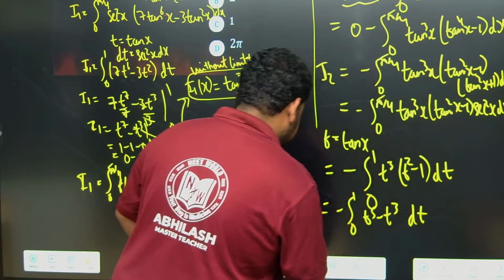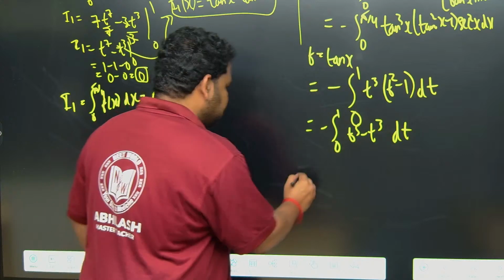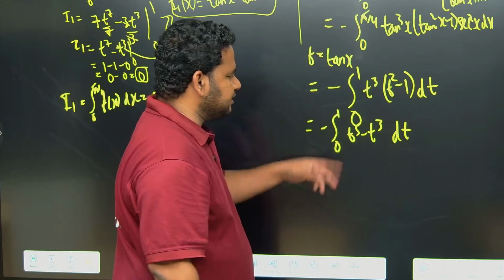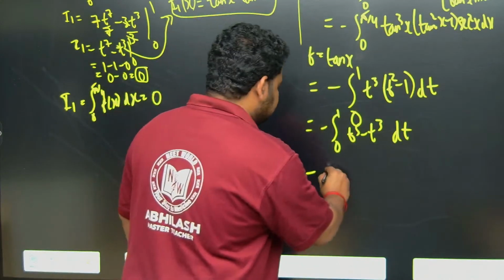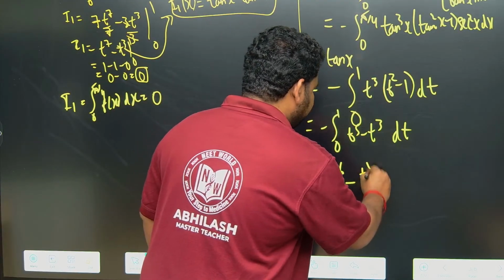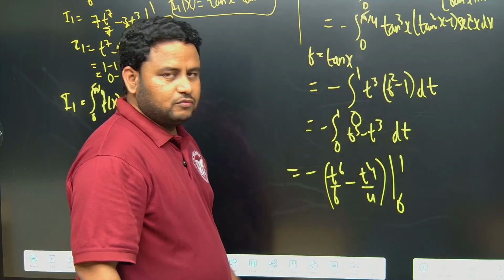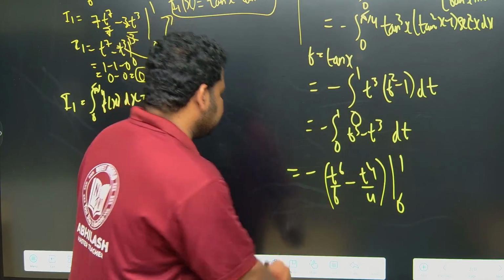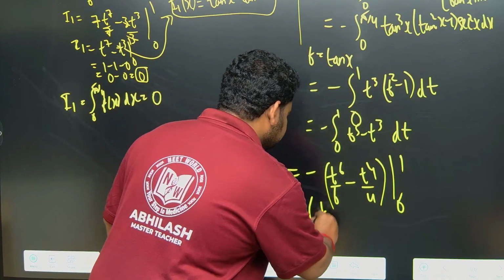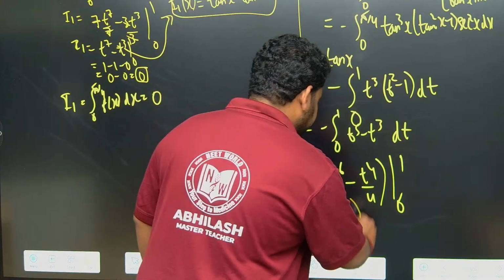Now on integrating this, what will I get, friends? This will be equal to minus, t power 6 by 6 minus t power 4 by 4, from 0 to 1. Now if I put 1, I will get minus 1 by 6 minus 1 by 4. Zero I need not put, it will anyways be 0.